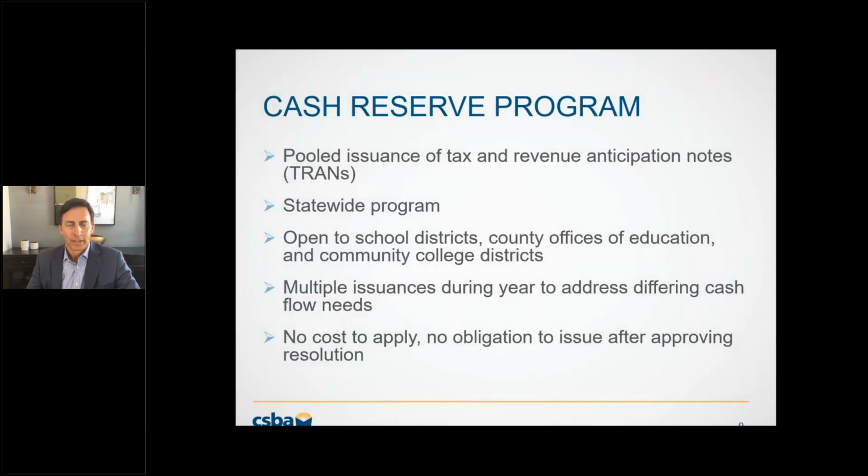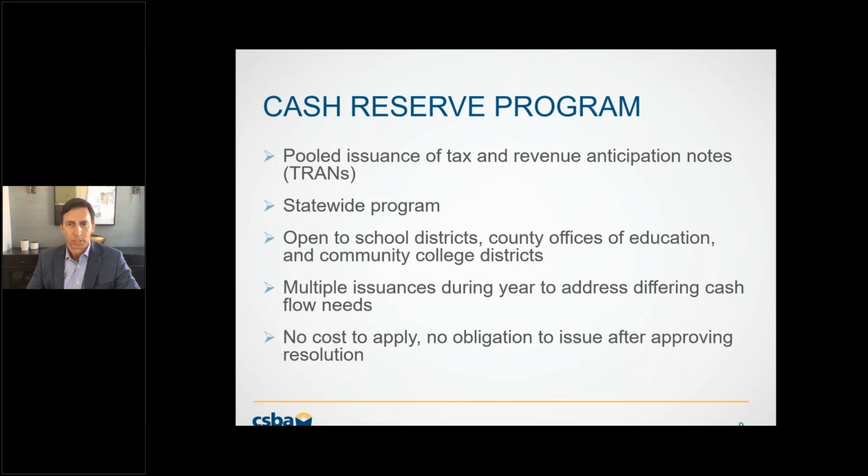So the program began in 1989, and again, it's designed to pool the issuance of tax and revenue anticipation notes, or TRANs, for school districts, county offices of education, and community college districts throughout the state. And traditionally, the challenge for cash flow for districts tended to be before property taxes arrived in December, and then maybe again before the property tax payment in April.